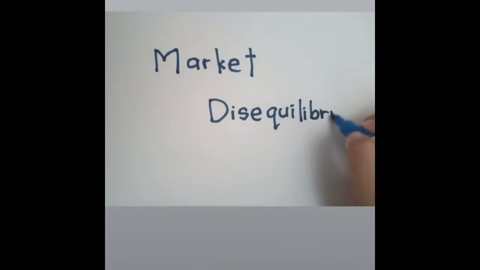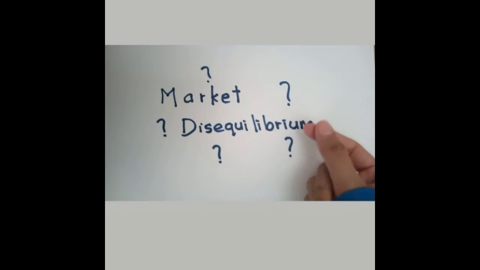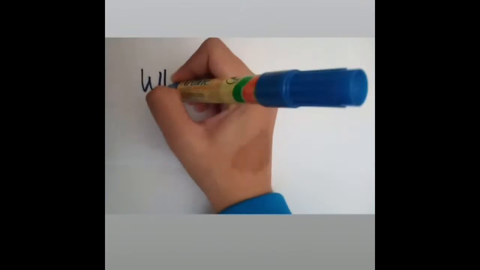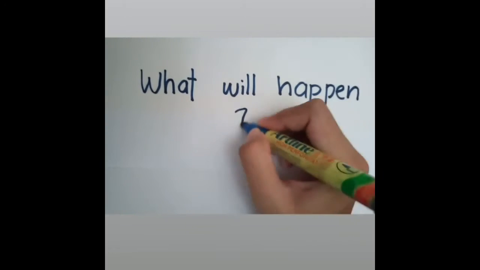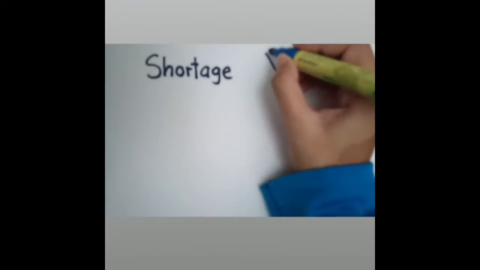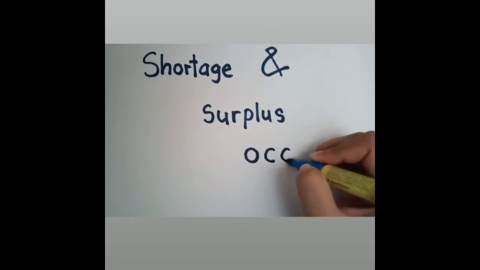Do you know what is market disequilibrium? Market disequilibrium is when quantity demanded is not equal to quantity supplied and there is a tendency for the price and the quantity to change. This will cause shortage and surplus to occur.